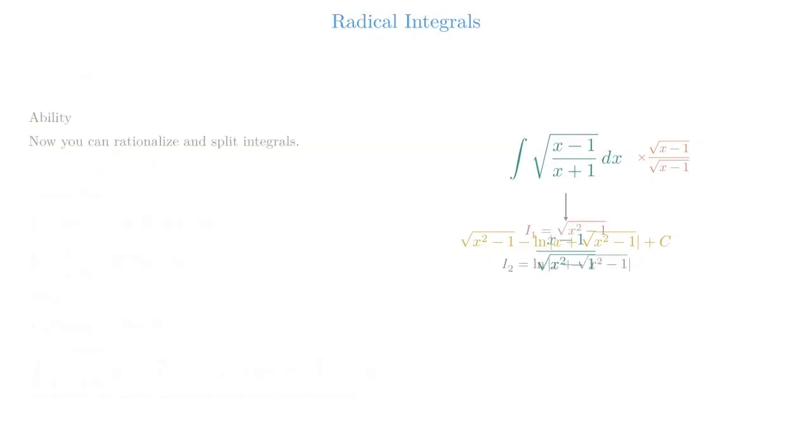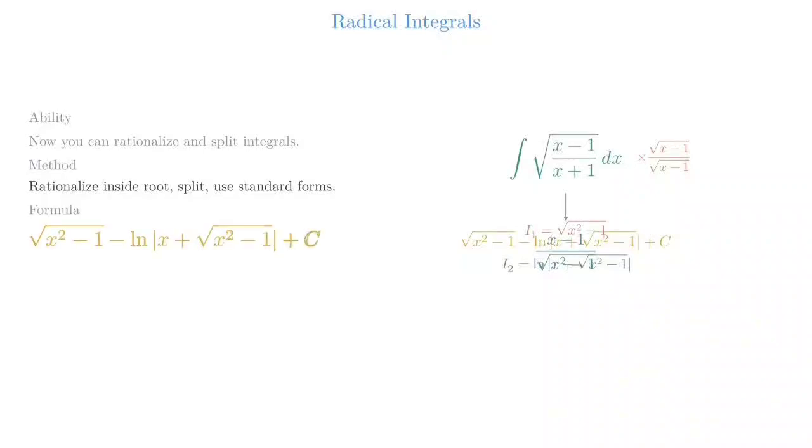Now you can handle integrals with square roots of fractions by rationalizing the integrand. Multiply inside the root to clear the fraction, split into simpler terms, then apply substitution and standard forms. The result is the square root of x squared minus 1 minus the natural log of x plus the square root of x squared minus 1 plus c. A clean answer from a messy-looking integral.